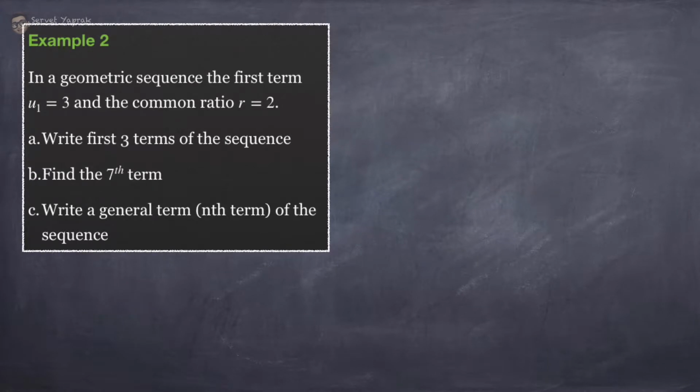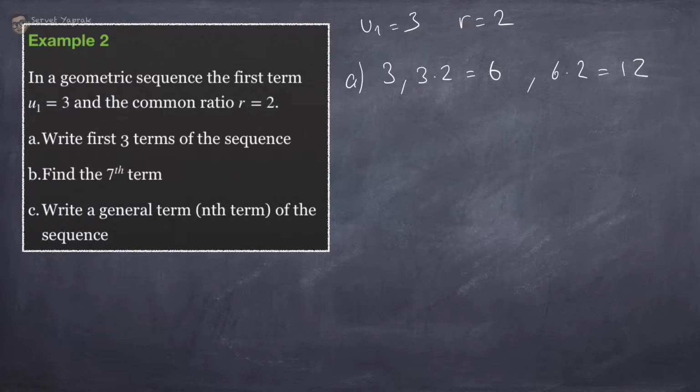Next example here. In a geometric sequence, the first term is given as 3 and the common ratio is given as 2. So 3 is the first term, common ratio r equals 2. Part A says write the first 3 terms of the sequence. I will start with 3, this is our first term. To find the second term, I will multiply it by 2, so the second term is 6. And to find the third term, I will multiply the second term by 2, which is 12. So 3, 6, and 12 are the first 3 terms.